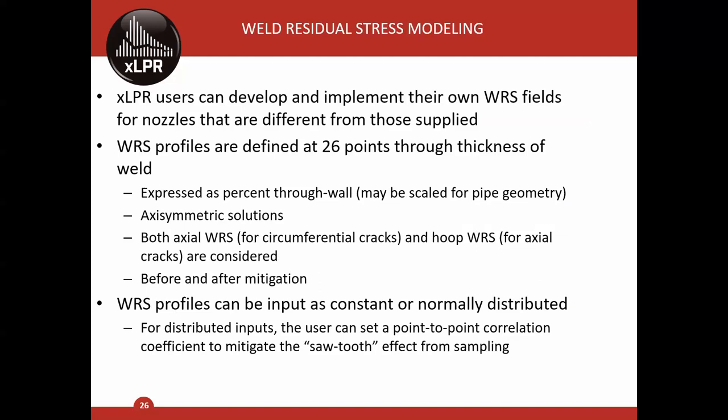Users can also input their own welding residual stress profiles into xLPR. These profiles can be defined for up to 26 points through the thickness of the component. Each point in the welding residual stress profile is input with an associated through-wall percentage. Welding residual stress profiles in xLPR are modeled as axisymmetric, so they do not vary around the circumference. xLPR users are able to define weld residual stress profiles, both axial weld residual stress, which is applied to circumferential cracks, and hoop weld residual stress, which is applied to axial cracks. And then different profiles for hoop and axial weld residual stress can be applied both before and after mechanical mitigation.